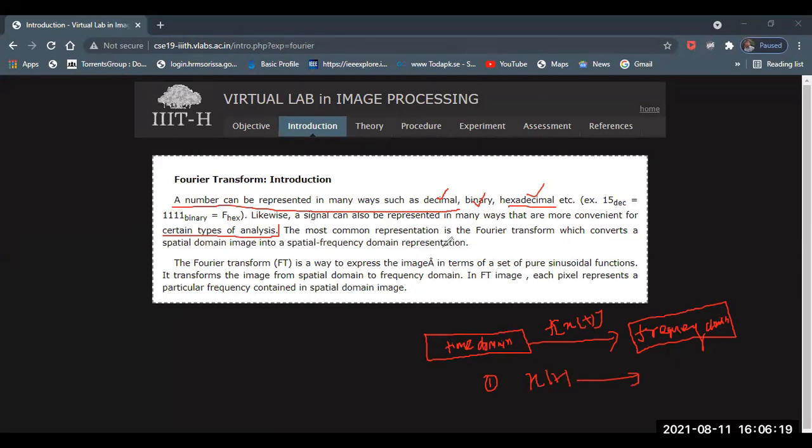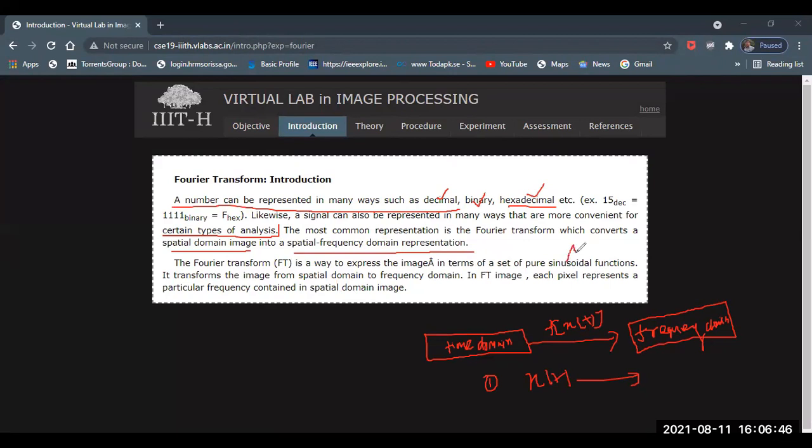Okay. So what does Fourier transformation do? A Fourier transformation will simply convert your spatial domain image to the spatial frequency domain representation. The Fourier transformation, written as FT, is a way of expressing the image in terms of a set of pure sinusoidal functions.